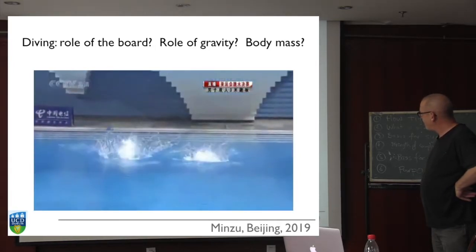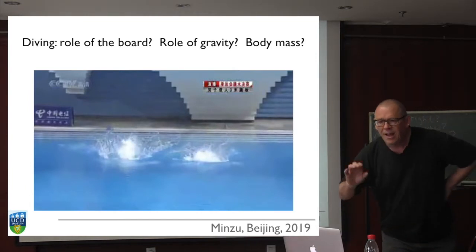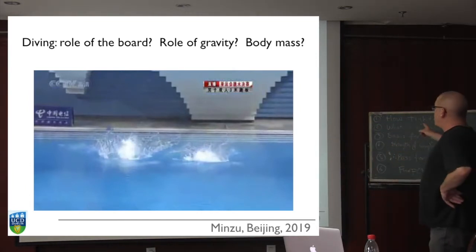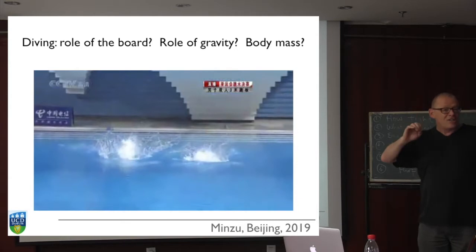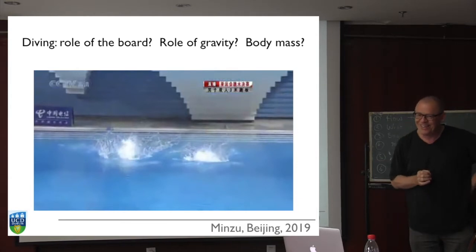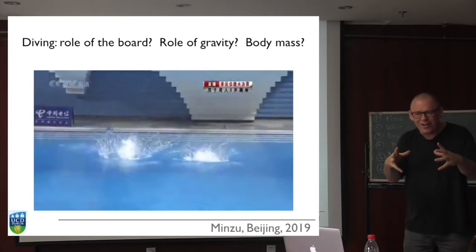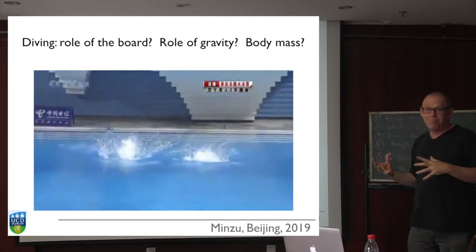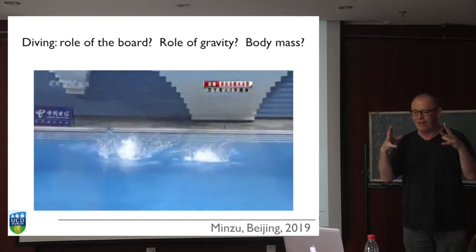How tight is the synchrony? This is incredibly tight. These are really, really perfectly aligned. And indeed, that's the point. They practice to be perfectly aligned.